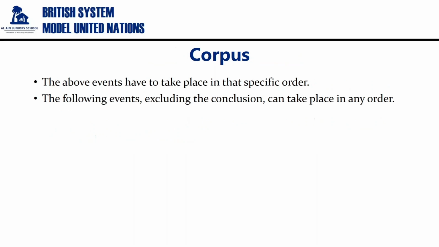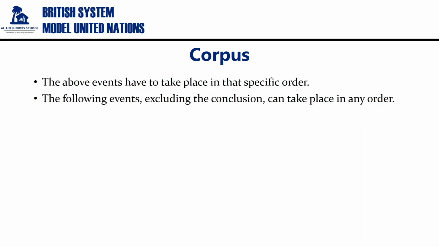The above events, roll call and setting the agenda, have to take place in that specific order. The following events can take place in any order, and they can take place multiple times. The following events refer to speakers list, moderated caucus, and unmoderated caucus. So these are not really in a static order.